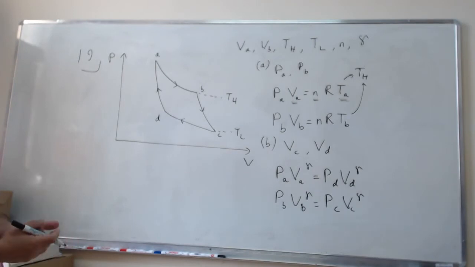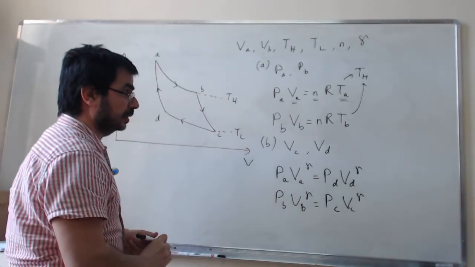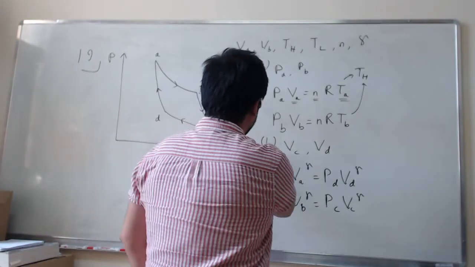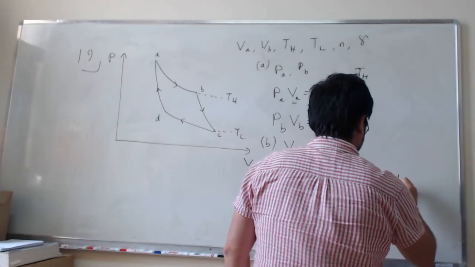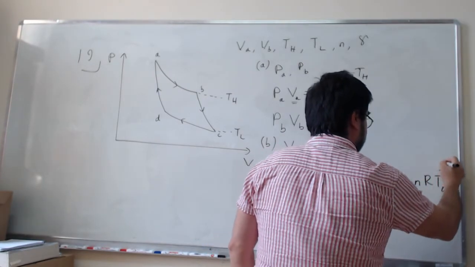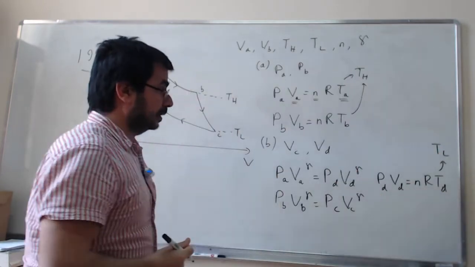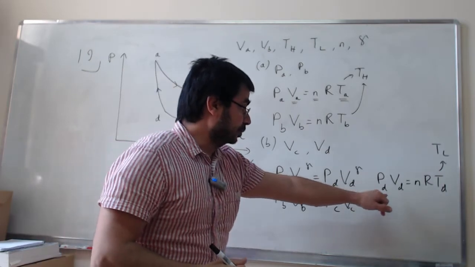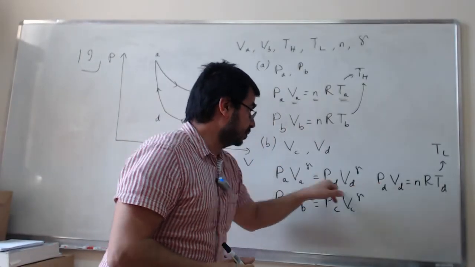Well, that something else is again the ideal gas law. That's going to be another relation between PD and VD, and also PC and VC. So for example, for point D, the ideal gas law gives PD VD is equal to N R TD. Now TD is just T low. That is something given. So all of this right hand side is known. So this is 2 equations for 2 unknowns, PD and VD. We have this equation, and also we have this equation.